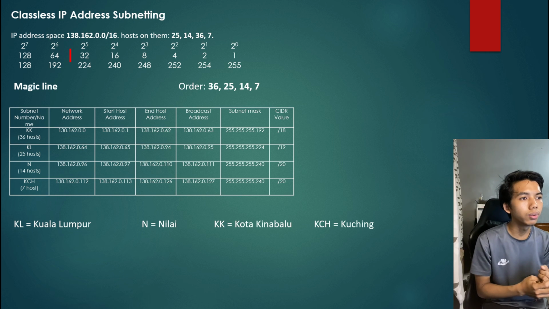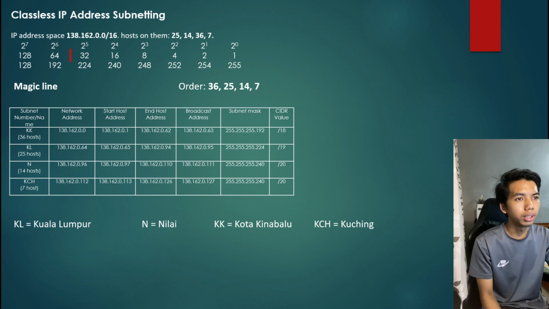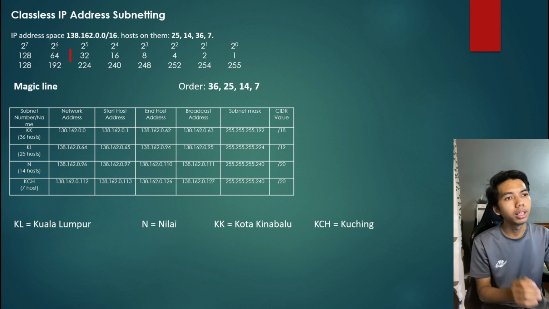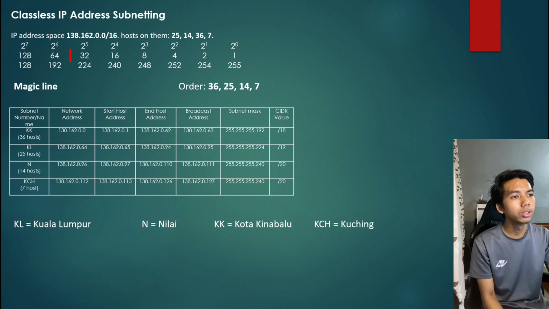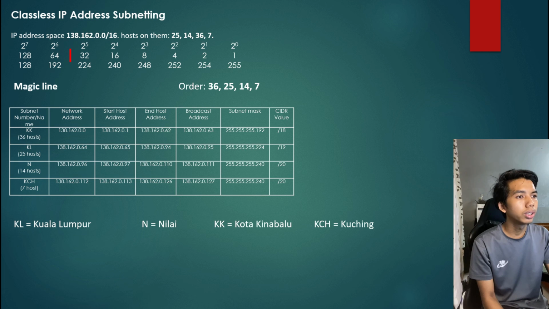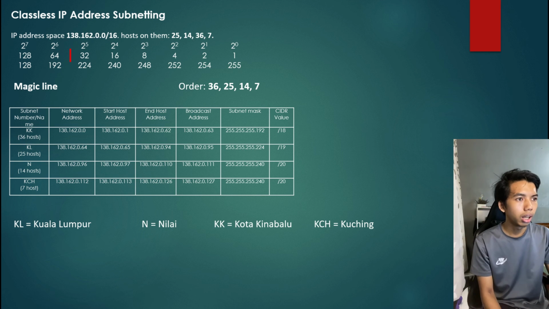Then the subnet mask, we can find using the magic line. For 36 hosts, we must add 2 and get 38. When we get 38, we put the magic line between 32 and 64. We look at the left one, and we get 192. So the subnet mask becomes 255.255.255.192.